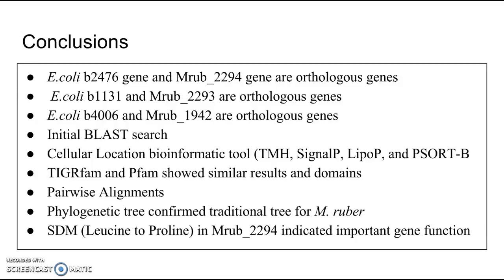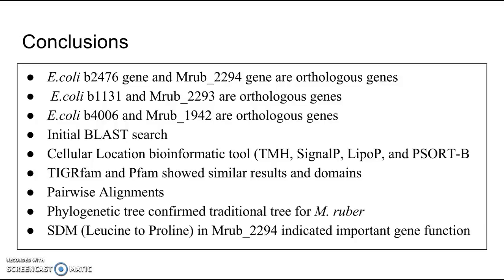The last set of genes, E. coli B4006 and M. ruber 1942, shared similar sequences in comparison to the web logo and PFAM modules. Both genes were located inside the cytoplasm and had no transmembrane helices nor cleavage sites. Both sets of genes had identical COG numbers and TIGR-FAM numbers and names, and both were located in the same KEGG pathway map, which again was known as purine metabolism. Also, both shared common ancestry in the phylogenetic trees by containing a Firmicutes and Meiothermus phylum.